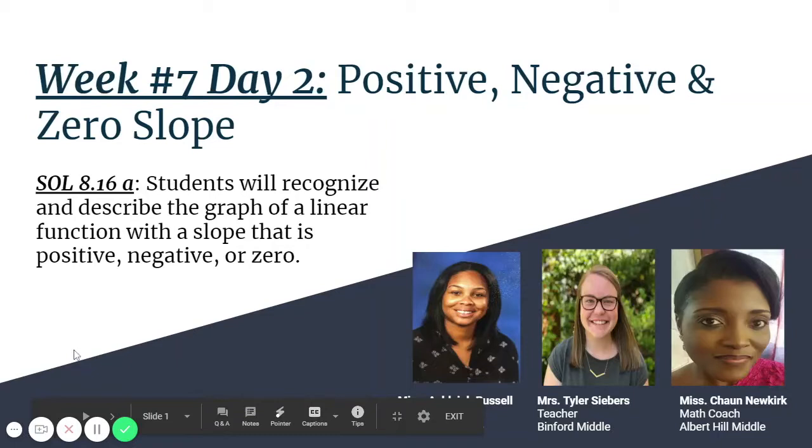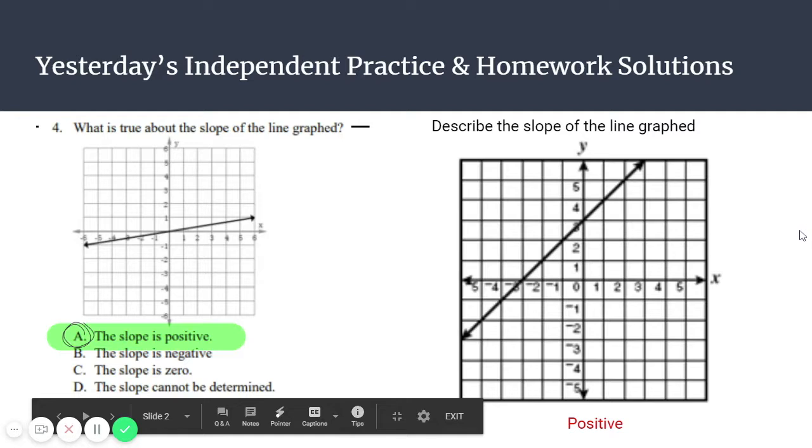Welcome to day 2 of covering SOL 8.16a. The topic is positive, negative, and zero slopes, with the SOL stating that students will recognize and describe the graph of a linear function with the slope that is positive, negative, or zero.